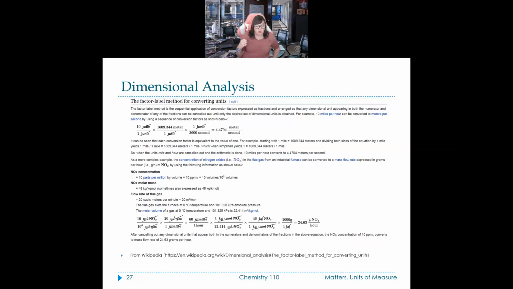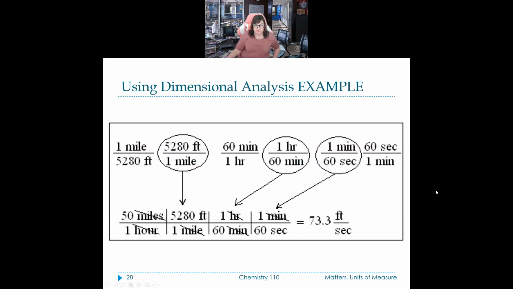This gets way more complicated as we move forward. When we get into gases, you'll be really happy that we did this. In the beginning, it's not so complicated. Let's talk about one more example. Oh, dear God. So what am I looking at here?